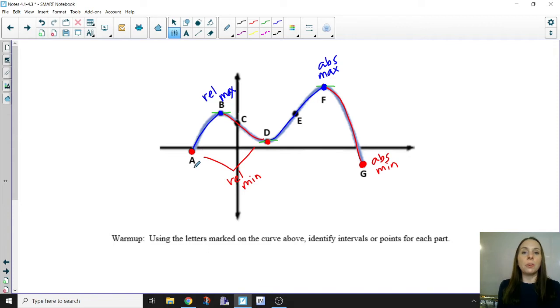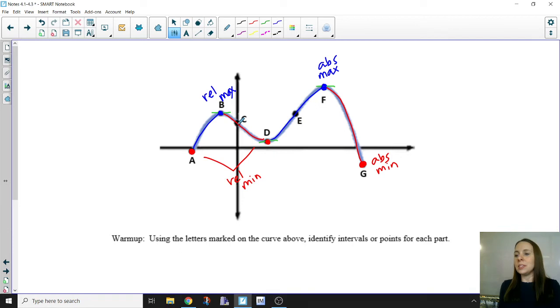Concave down graphs, okay, here's what I say for this, and I know this is kind of elementary, but this is what I say. I say concave down is like a frown. Like this, from A to C, that is concave down, and from E to G, that is concave down.